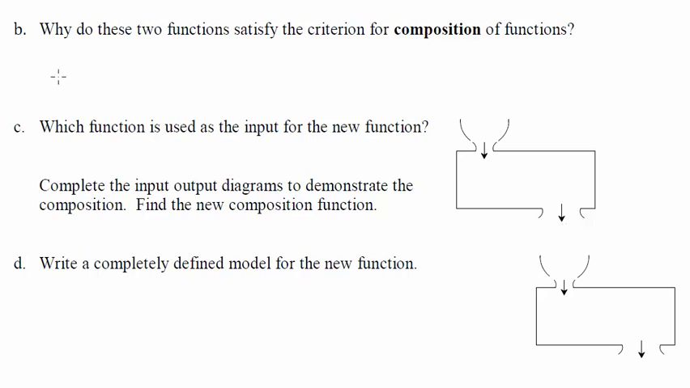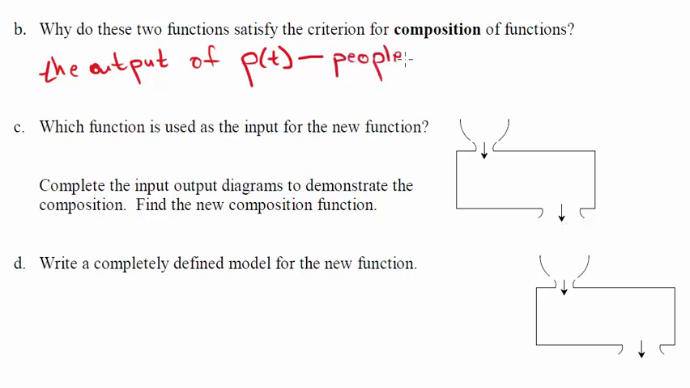Because the output of P of t, which is people, is the input of f of p. So what's coming out of one function is going into the other function.